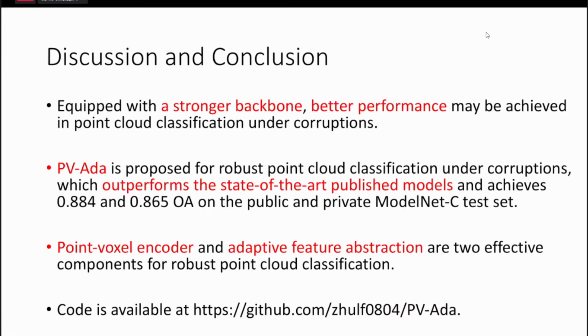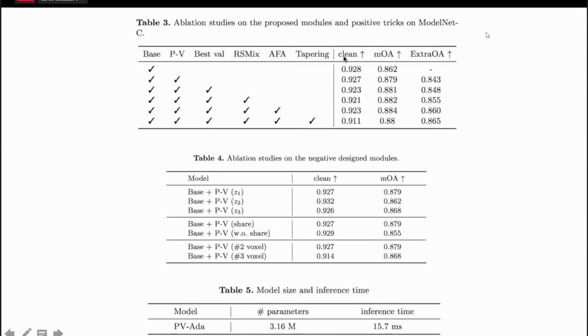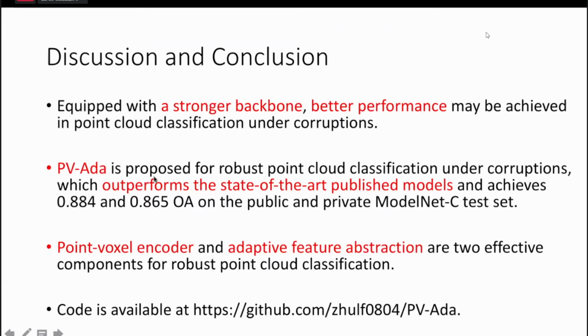Discussion and conclusion. Equipped with a stronger backbone, better performance may be achieved in point cloud classification and corruptions. We can see here on clean ModelNet40, the OA is 0.928. It's not high. Second, PVT-ADA is proposed for robust point cloud classification and corruptions, which outperforms the state-of-the-art published models. Third, the point voxel encoder and adaptive feature abstraction are two effective components for robust point cloud classification. Finally, code is available at GitHub. Thank you.